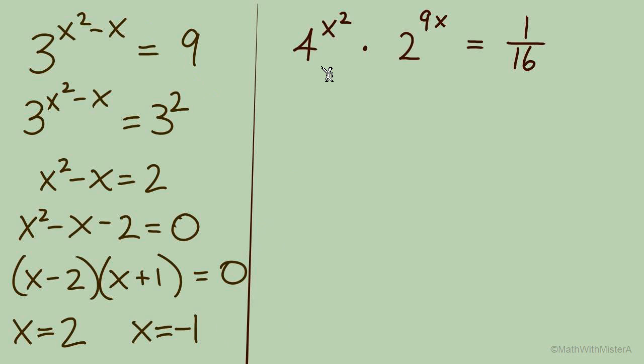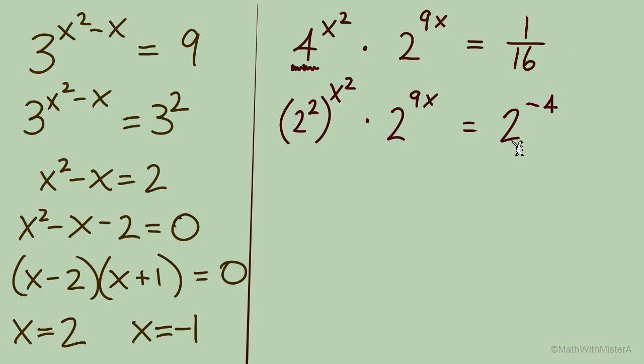Here's our next interesting example, and what jumps out to me is that each of the bases can be written using a base 2 if I make some adjustments. So we'll go through this. Positive 4 I know is 2 to the second power, and I'll just carry down the exponent of x squared. This factor right here, 2 to the power of 9x, is good as is. It has that base 2. Now over here, 1 over 16, we even saw one of these earlier. 16 is 2 to the power of positive 4, so 1 over 16 is 2 to the power of negative 4.